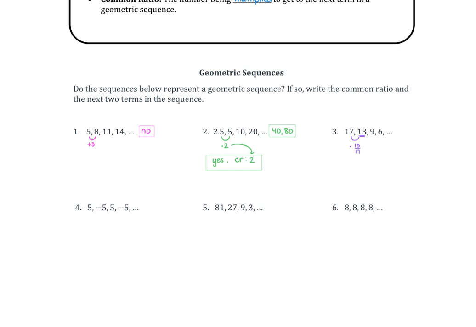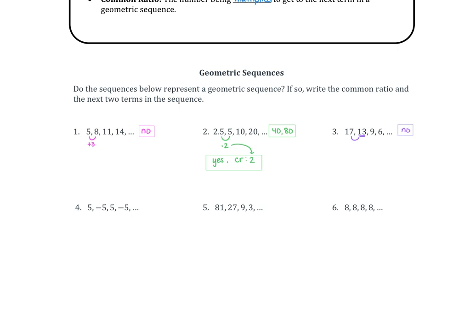So if I do 17 times 13 seventeenths, I would get to 13. Well, then I need to see, does 13 times 13 seventeenths get me to 9? The answer to that is no. So therefore, there is actually no common pattern here. And so I am just going to write no. And there's no common ratio to list because I'm not doing the same thing from term to term.